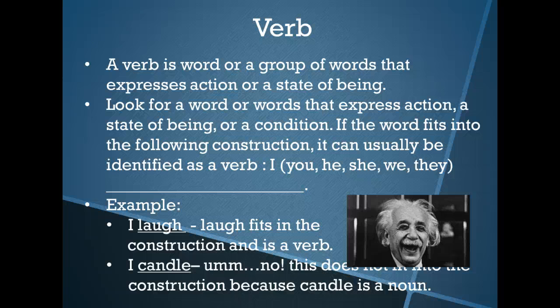A verb is a word or group of words that expresses an action or state of being. Look for a word or words that express action, a state of being, or a condition. If the word fits into the following construction, it can usually be identified as a verb. If you can put I, you, he, she, we, or they in front of a word, it is most likely a verb. For instance, I laugh, he laughs, she laughs, we laugh, they laugh. Laugh here fits in the construction and it is a verb. However, the word candle does not fit into the construction. You would not say I candle, you candle, he candles, she candles, we candle. That doesn't make sense because candle is a noun.